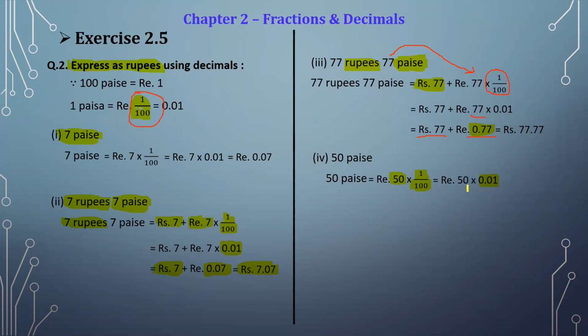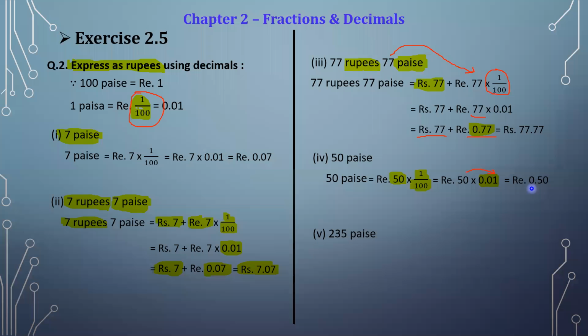Now just perform the multiplication. 50 into 1 is 50, then 5 is the remainder. Then 50 into 0 is 0, and that remainder is added, which is 5. So you get the answer 0.50. Rs 0.50 is the final answer for the 50 paise. In this way we can convert into rupees.